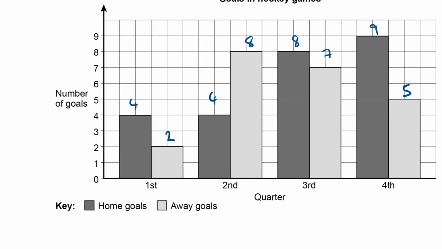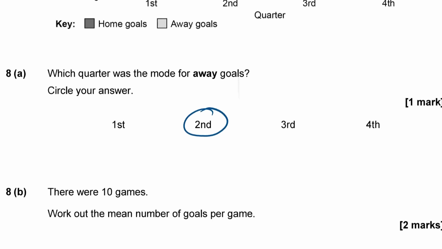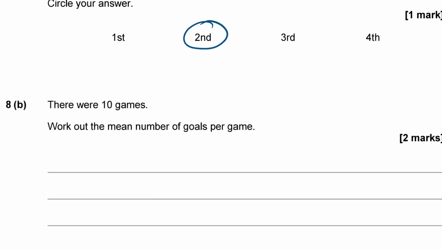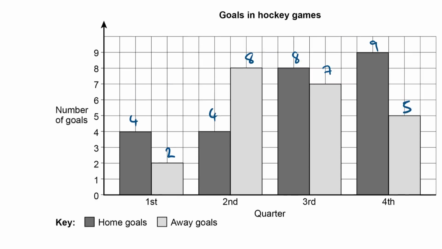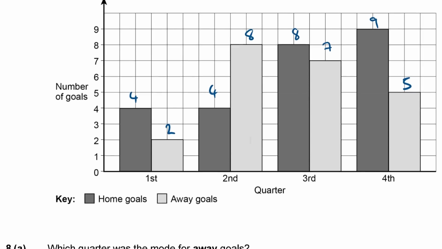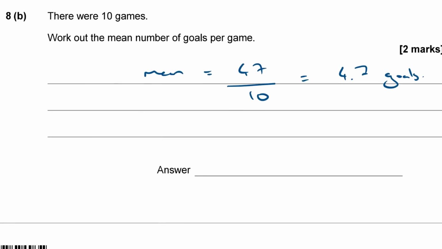So 4 plus 2 plus 4 plus 8 plus 8 plus 7 plus 9 plus 5. So that's 4, 6, 10, 18, 26, 33, 42, 47. So it adds up to 47. So then the mean is going to be those 47 goals divided by 10, which is 4.7 goals. It might just be worth double checking that you've added those up correctly, or you could use a calculator just to be sure.